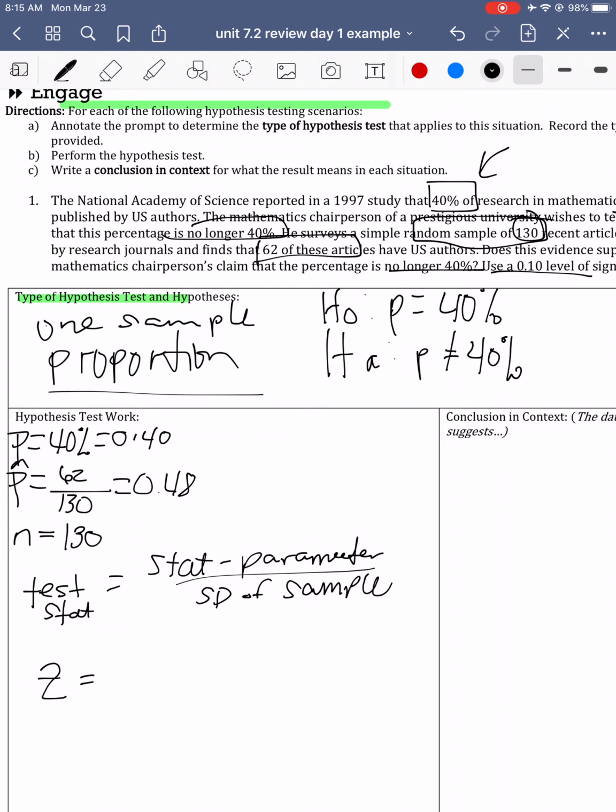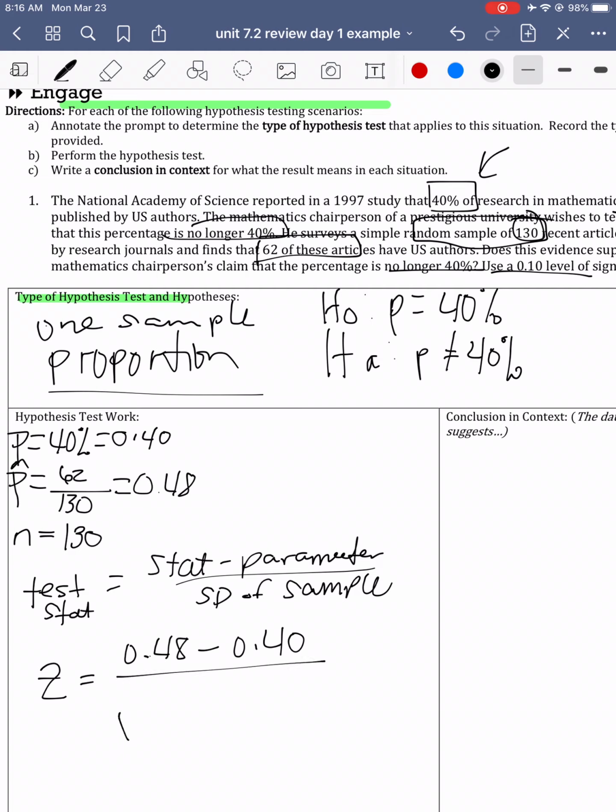And then my statistic is whatever comes from the sample. So we have the 62 over 130, so that was the 0.48 is my statistic, minus 0.4, since that is my parameter. That's the value that comes from the population.